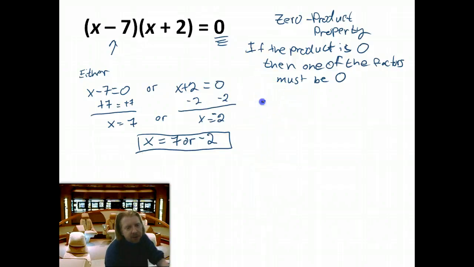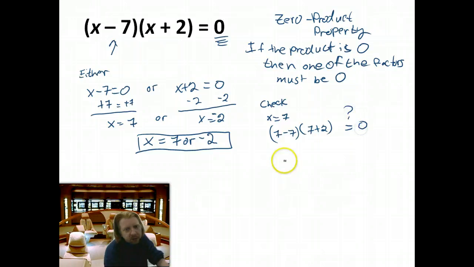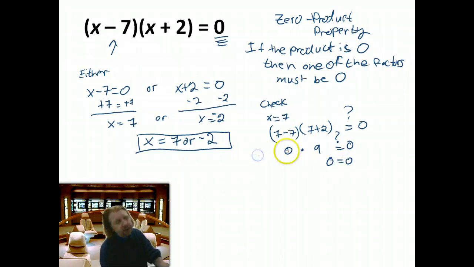I should probably still do a quick check on this. So let's verify this by doing a check. Let's say x was 7. That means I have 7 minus 7, 7 plus 2. Does that equal 0? Well, that's 0 times 9. Is that 0? Yeah. Anything times 0 is 0. So 0 times 9 works out to be 0.